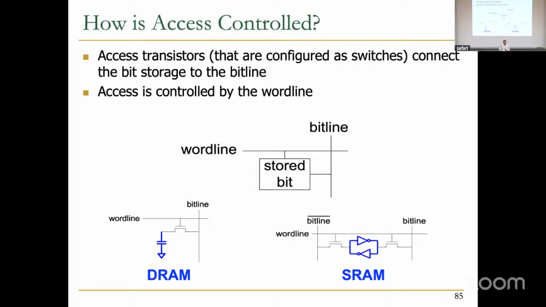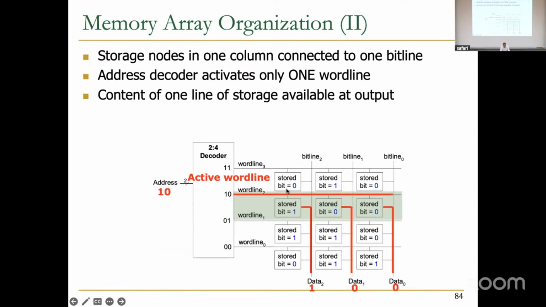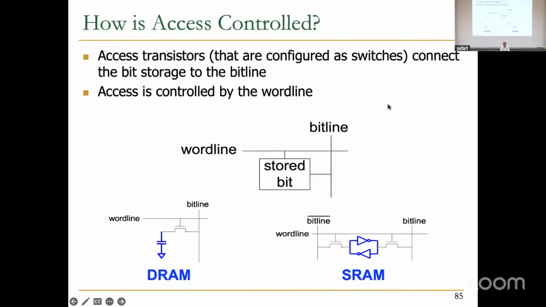Okay, now let's take a look at some technology. How do you control the access? Basically, I did not talk about how you control access. Let's take a look at how you control access in SRAM and DRAM. So basically, you can have access transistors that are configured as switches. They connect the bit storage to the bit line, and the access is controlled by the word line. So this is the stored bit. This is a generic thing.